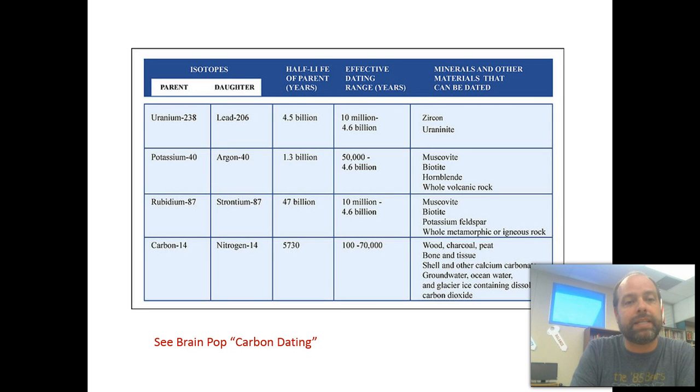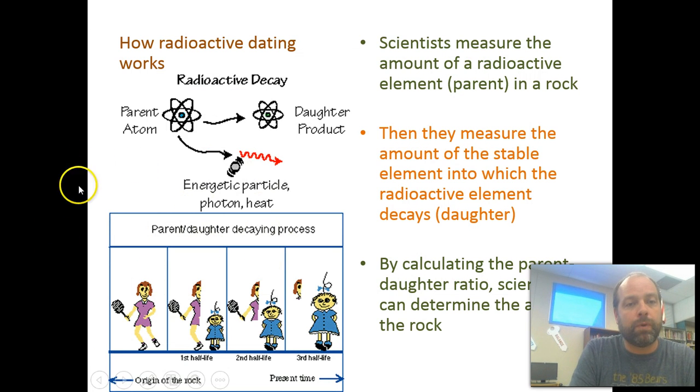If we look at another example here, carbon-14. Carbon-14 is a radioactive element that'll change to nitrogen-14. That only takes about 5,700 years for one half-life. So for carbon-14 to change to a half-life, that's 5,700 years, 5,700 years, 5,700 years. So radioactive dating gives scientists a very good idea of how old a rock is.